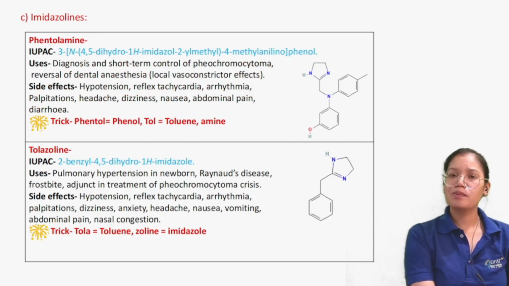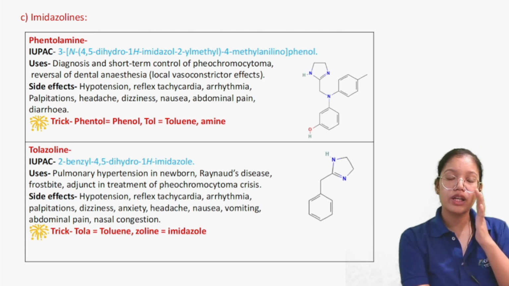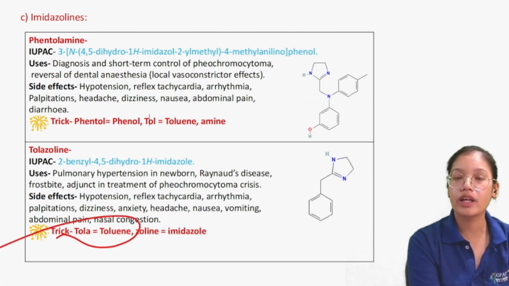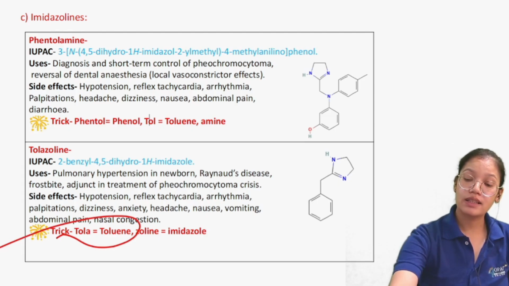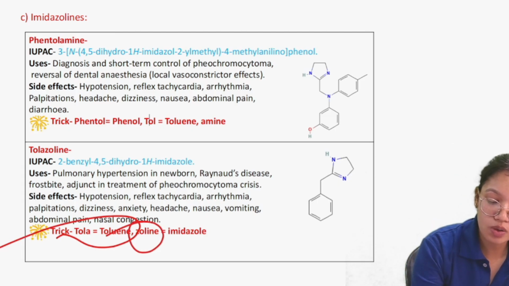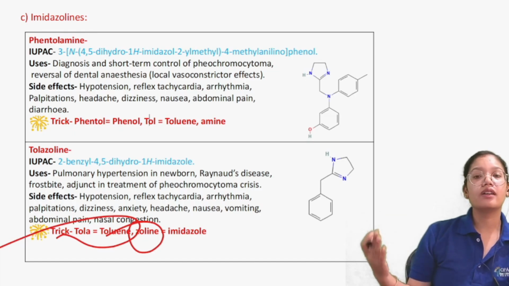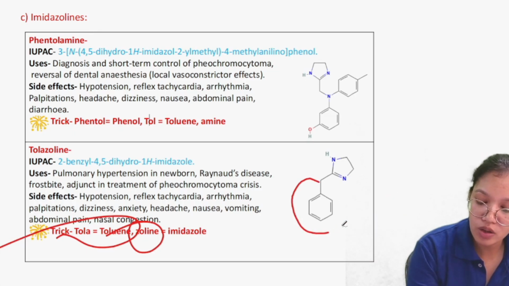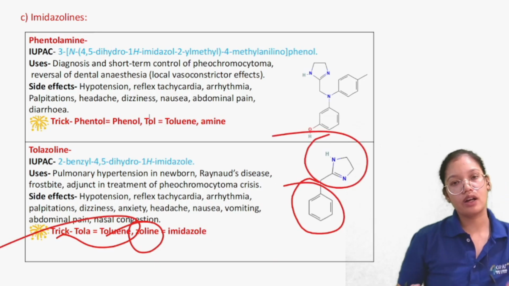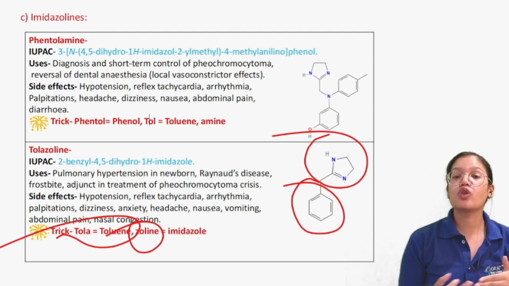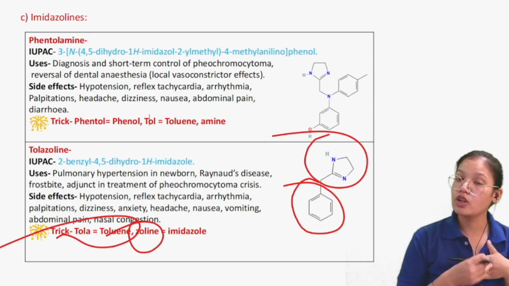Now, a very simple structure of tolazoline. From the name we can remember it. From "tola" you can remember it has a toluene. Again, what is toluene? A 6-membered ring with a CH3 attached, that is toluene. Then we have "zoline". As it comes under the imidazoles, it will contain an imidazole ring. So here we have a toluene, here we have an imidazole ring. They are combined, so they are joined basically. So that is tolazoline.